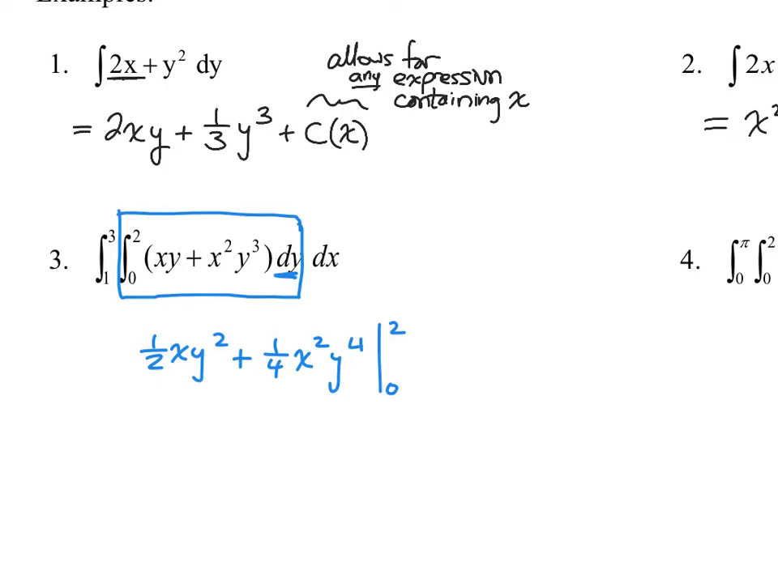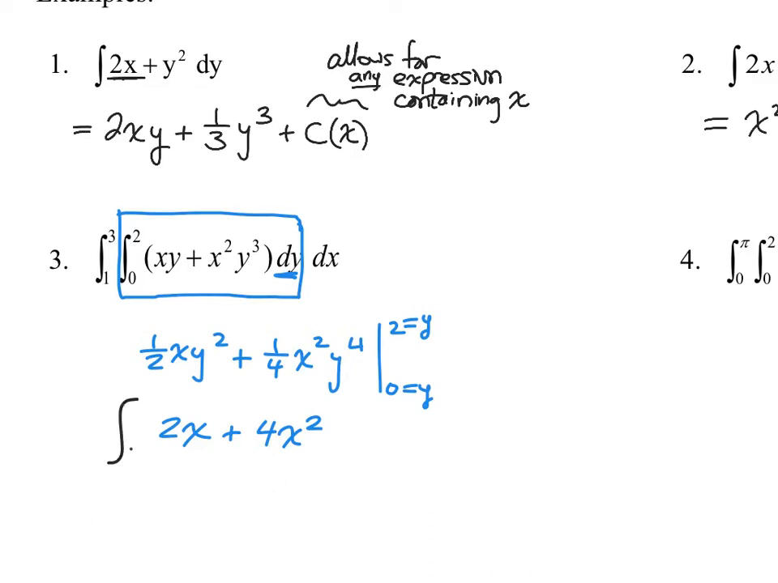Then what I'm going to do is plug in. Now this again is with respect to y, so this 2 and this 0 are for y. So y is equal to 2, y is equal to 0. The 0 is not going to be relevant because when I plug in a 0, that's going to go away. But if I plug in the 2, we'll get some unique values. So I plug in the 2, I get 2x plus 4x squared. That is my result for the first integral.